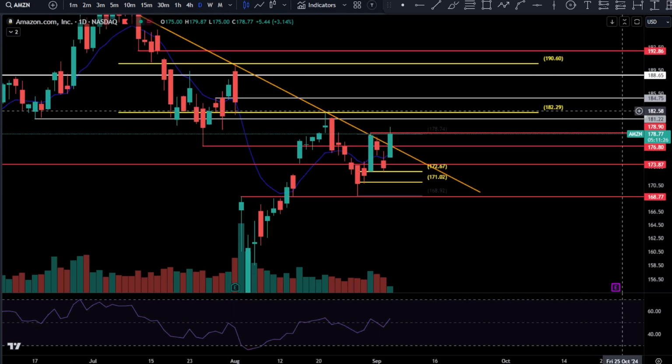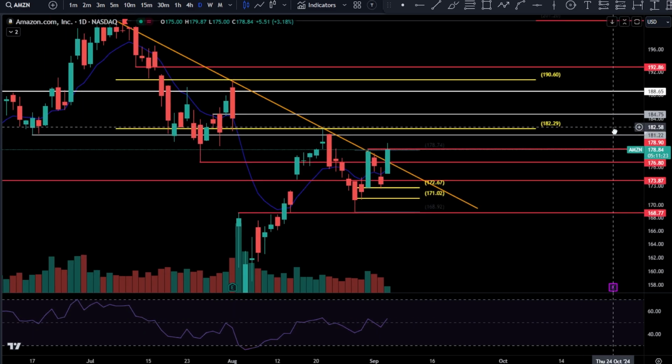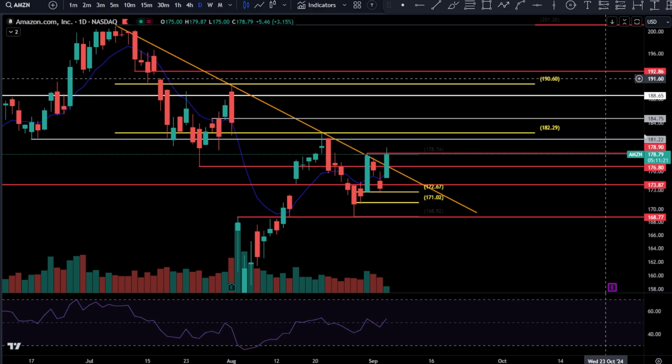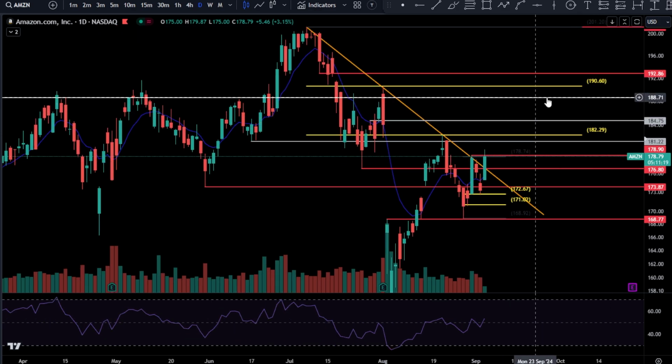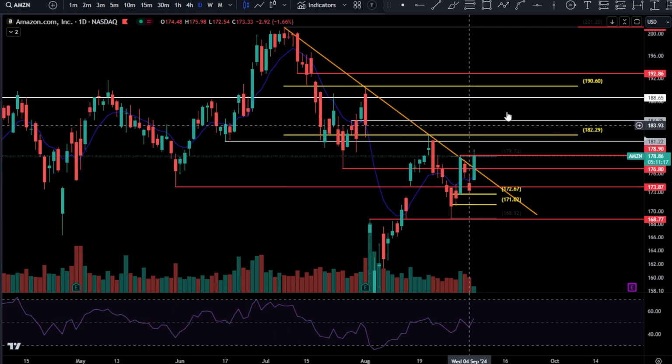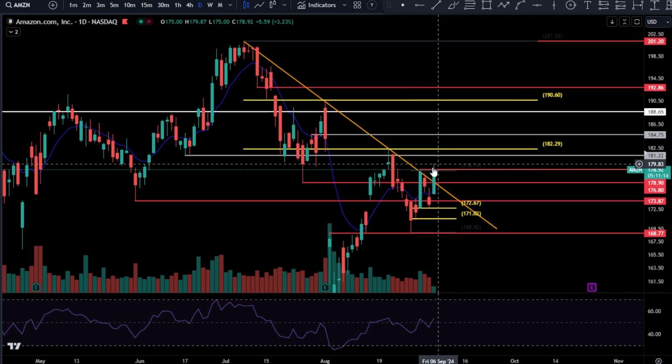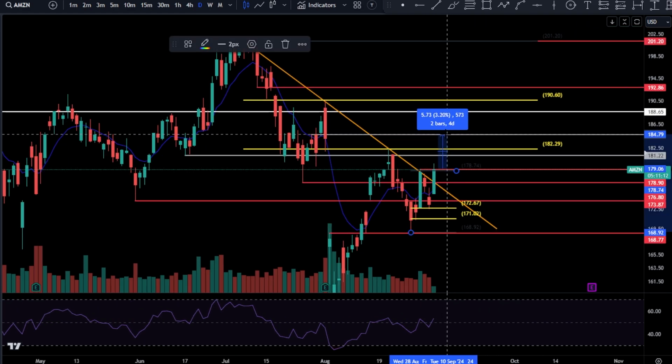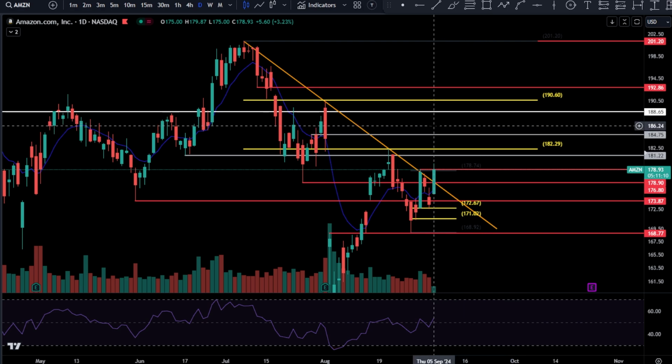Resistance is going to be 178.90 above there. We have 181.22, 184.75, and then 188.65. I think 184.75 is right in the middle there. That's going to be my target here for this little push before a pullback. That is how I think this is going to shape up.